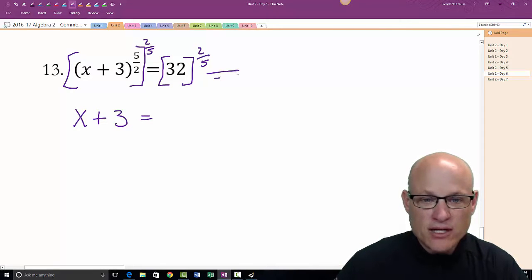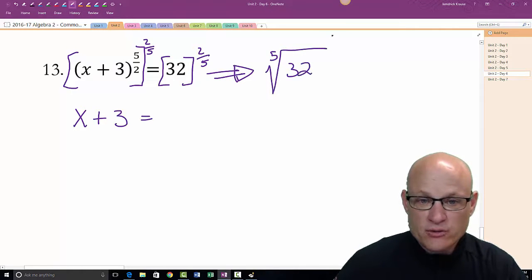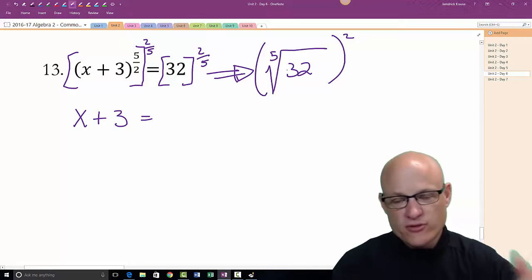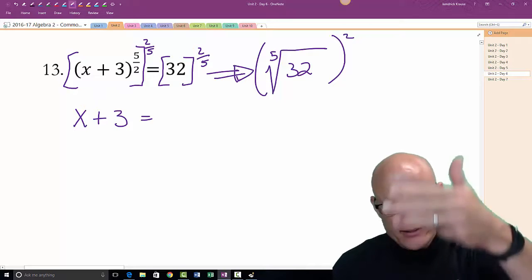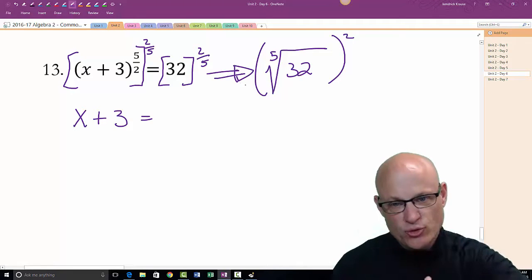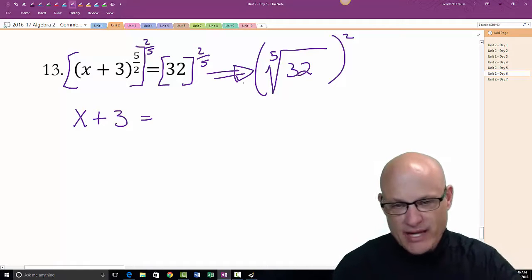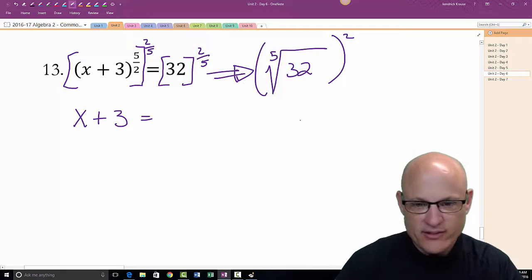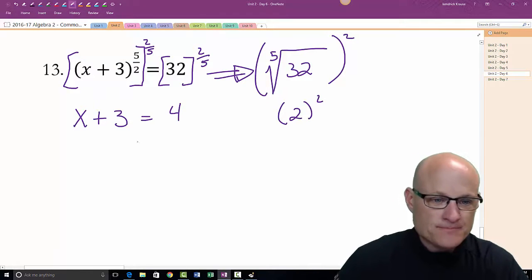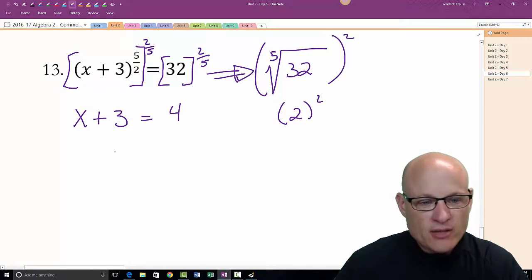equals. Now, again, we're going to practice this. This is the 5th root of 32 squared. Well, the 5th root of 32: 2, 4, 8, 16, 32. 2 to the 5th is 32. It should be obvious. It's 32, it's even, so it's going to be 2. So this ends up being 2 squared or 4. And so I end up with x equals 1.